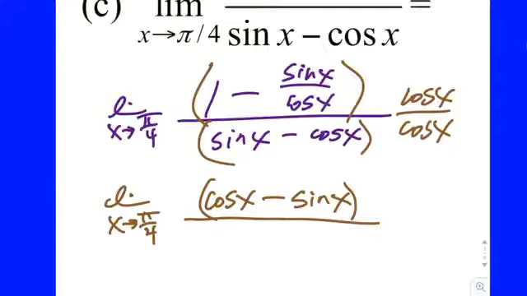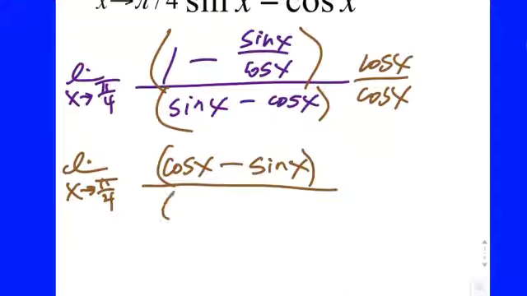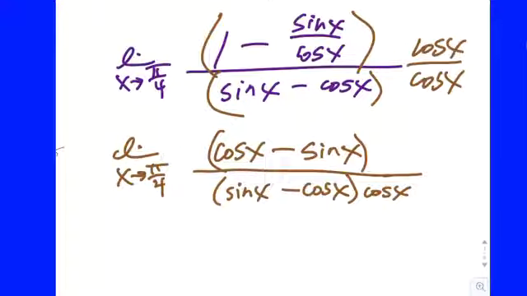Now in the bottom, do you want to distribute the cosine? No, I wouldn't. So I'm just going to leave it as sine x minus cosine of x times the cosine. And now if you plug in, you're going to get 0 over 0. Darn it! But now what's causing the zeros on the top and bottom? The two differences, right? Do they divide out?